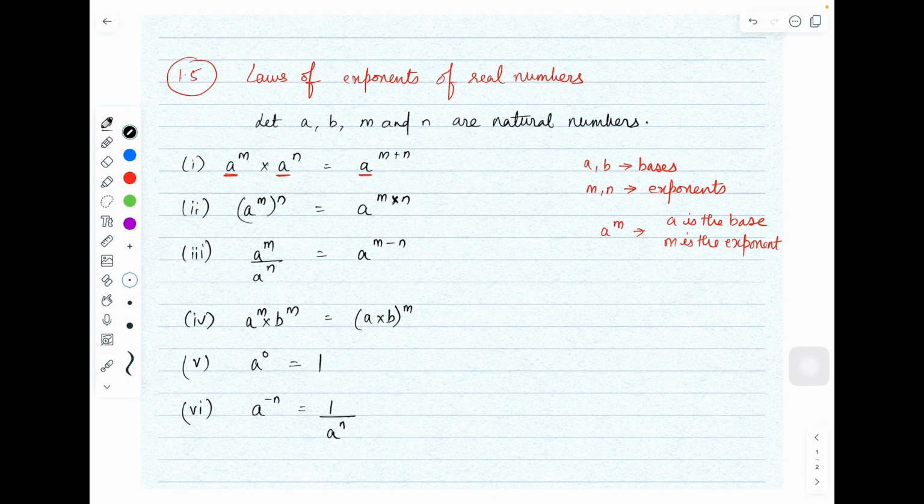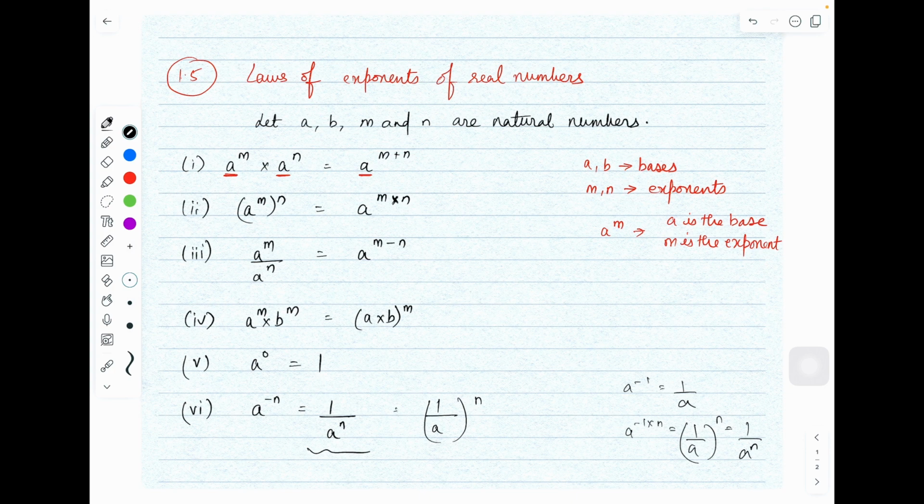If you want to remove the minus, you write 1 by a to the power n, because 1 to the power n is actually 1 only. That is why it is 1 by a to the power n. Understood? Otherwise, the initial form is a to the power minus 1 equals 1 by a, then a to the power minus 1 into n, so it is 1 by a to the power n. So these are the 6 laws.